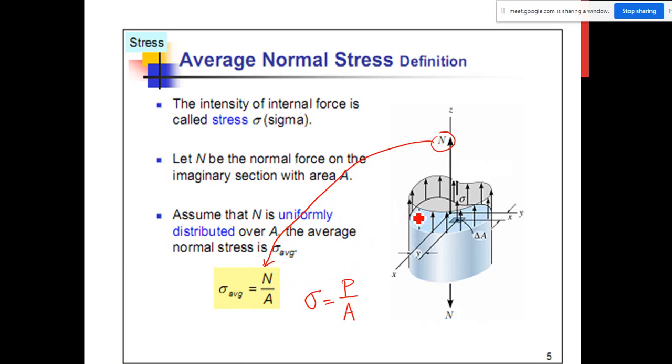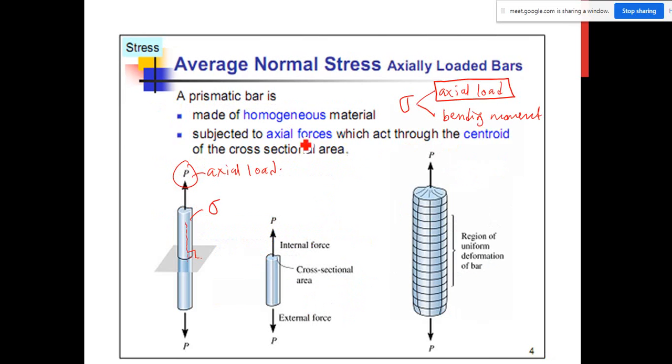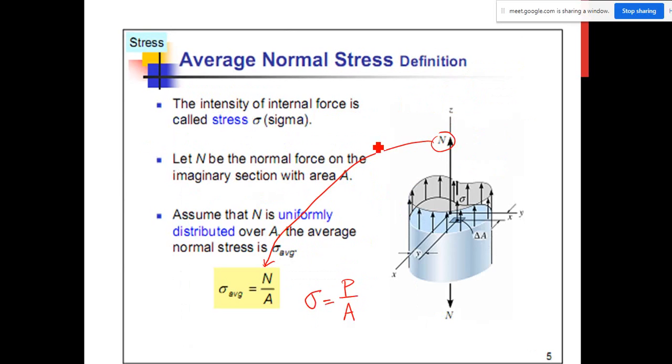So if the load is given as P, you use P. For example, if they give the load as P, then stress equals P over A. If they give the load as N, you put N over A. Basically, sigma equals P over A.